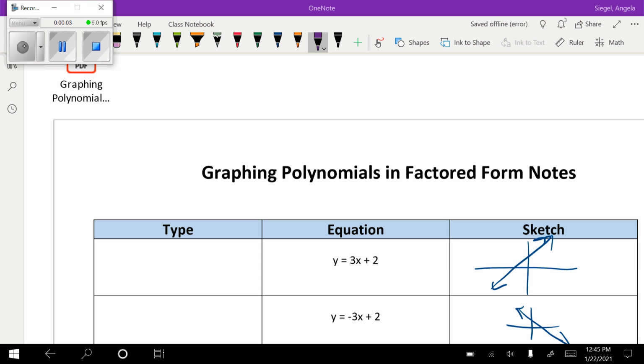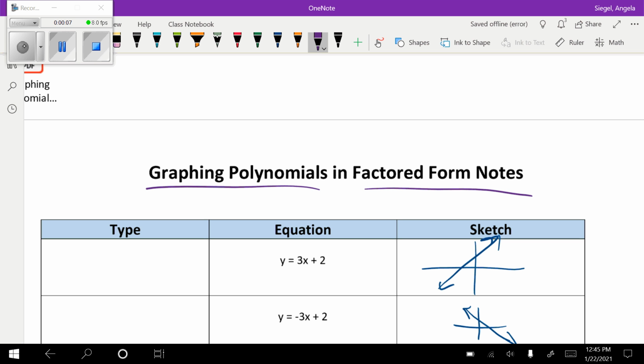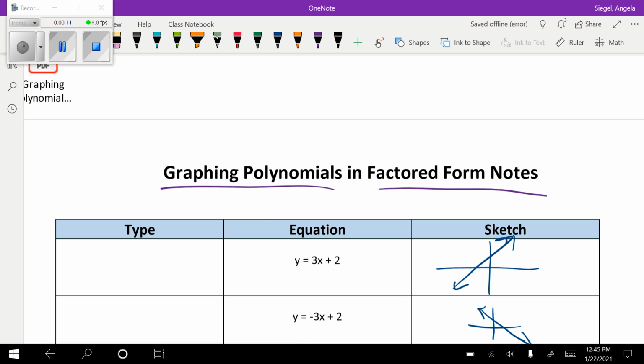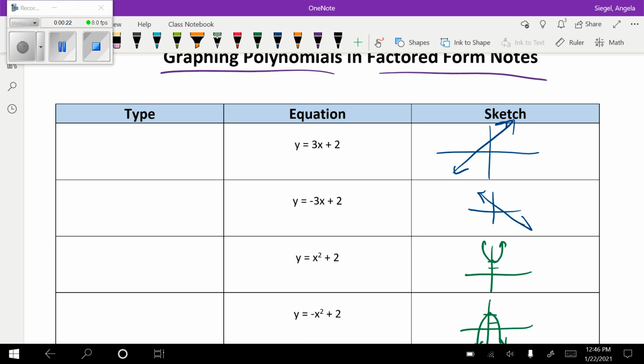Hi guys, welcome to Graphing Polynomials, and this is part one. We're just going to focus on the factored form. Before we get into that, I just want to talk about some patterns and some general things that you'll see. What I did is sketch a graph of each of these equations, and I want to make some generalizations.